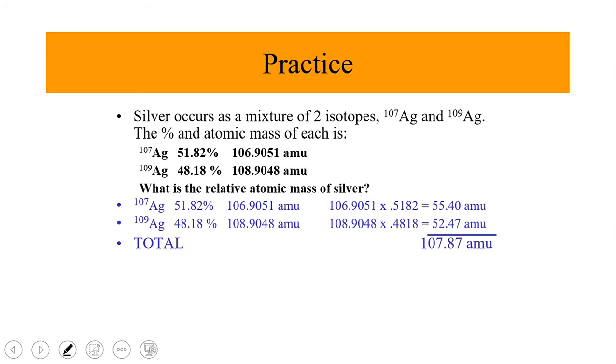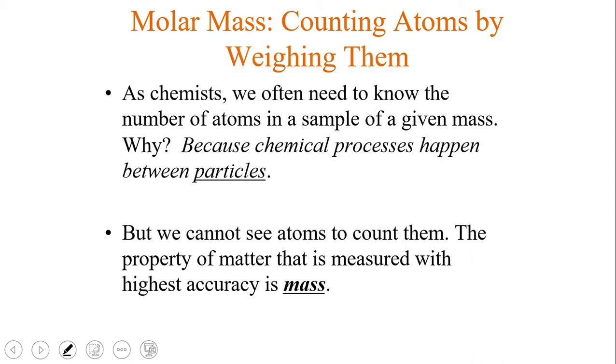Okay, now the atomic mass unit is very helpful because it brings us to numbers that are a little easier to manage. But many times what we need to know is the actual number of atoms in a sample of a given mass. Let's say I have 10 grams of silver. How many atoms are in there? Why would I want to know that? Well, because many times in the chemical processes that I'm studying, I want to know the numbers of particles involved, because that's where chemistry happens, between the atoms, right?